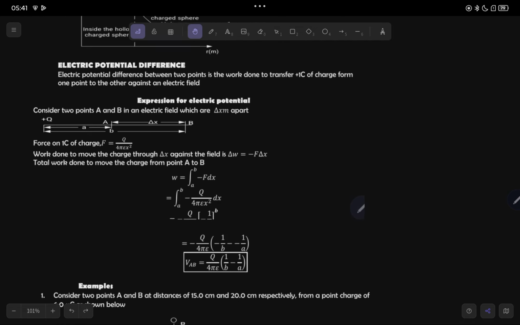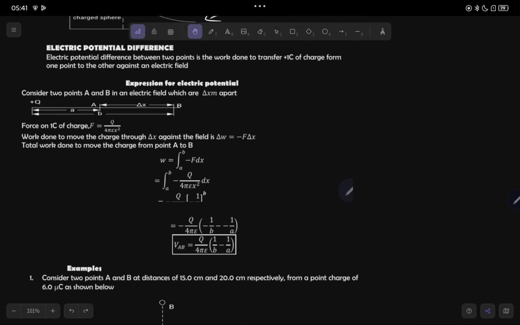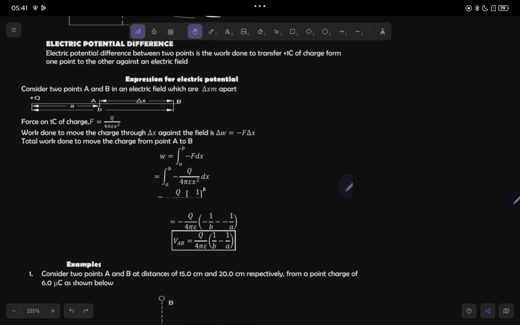Electric potential difference between any 2 points is the work done in transferring 1 coulomb of charge from one point to another against the electric field. For electric potential, we're looking at moving from infinity to a point in an electric field. But now for electric potential difference, we are considering 2 points nearby a positive charge Q.